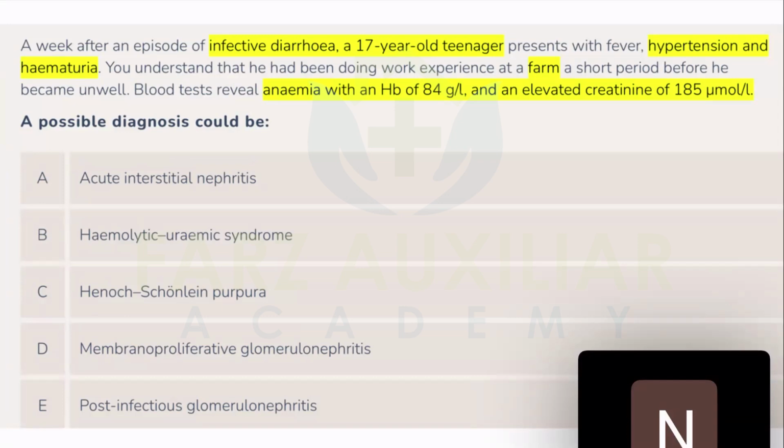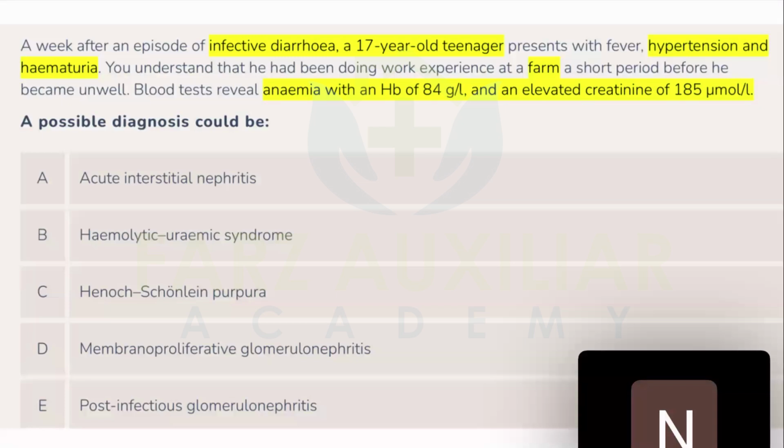Okay. So infective diarrhea after 1 week, 17-year-old teenager, fever, hypertension, hematuria, elevated creatinine. They have marked that she worked at a farm before. I don't know what the clinical relevance is. They have mentioned in the explanation also that the farm thing is very important. I think because of some exposure to the farm animals or something maybe. So yeah, tell me what is the diagnosis.